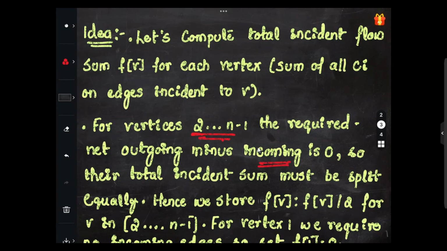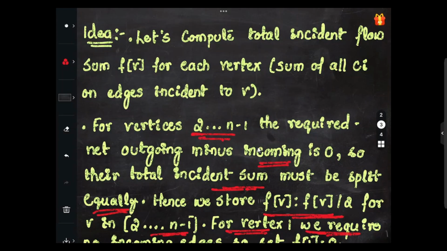So the total incident sum for the intermediate vertices we are calculating right here. The required net outgoing minus incoming is 0. So their total incident sum must be split equally here. Hence, we store f of v equal to f of v by 2 for the vertex v in 2 to n minus 1, right? So for vertex 1, we require no incoming edges. So set f of 1 to 0.